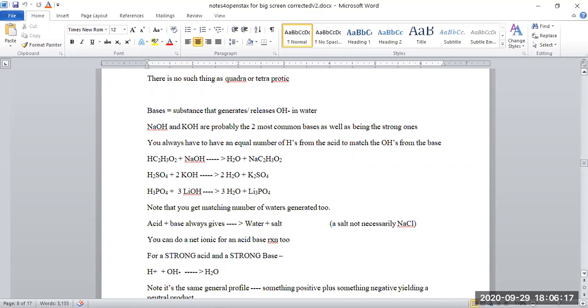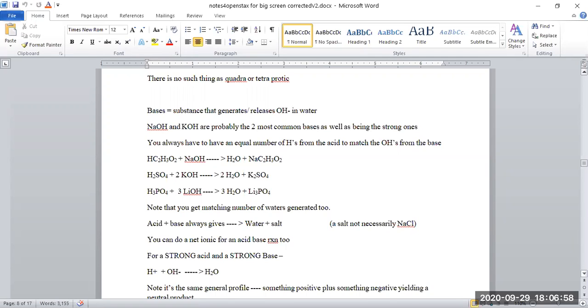Then we look at the next one. So sulfuric acid is the second one there, H2SO4. I've got two hydrogens, so I need two OHs to match it with. I've got two KOHs. I get two water molecules and a salt. Again, this is just a salt. Salt meaning an inorganic compound that is ionic. My two Ks stick to the sulfate part to create my salt.